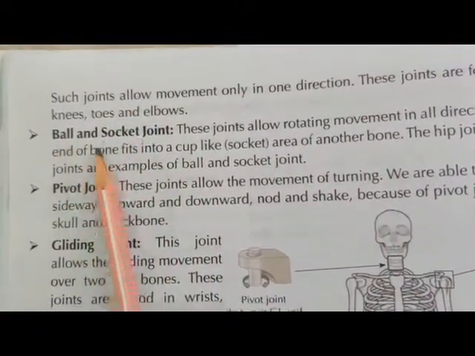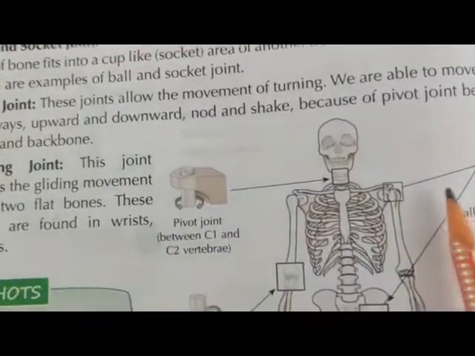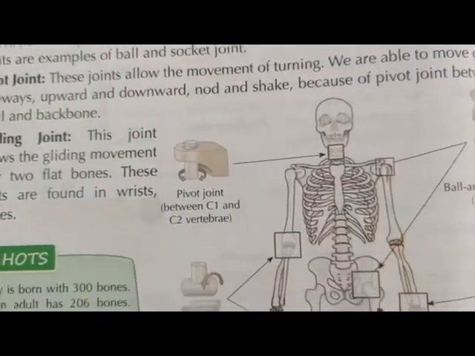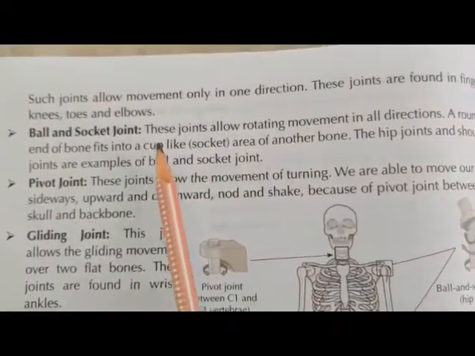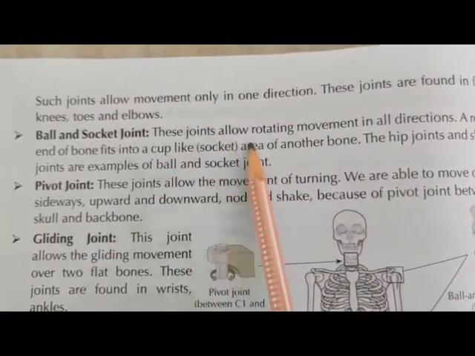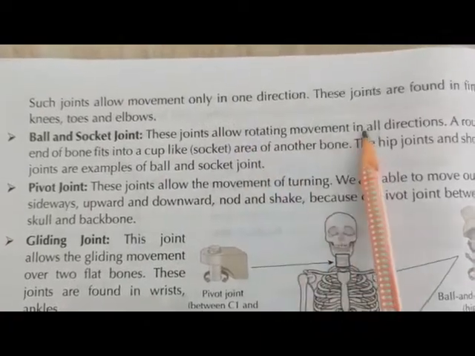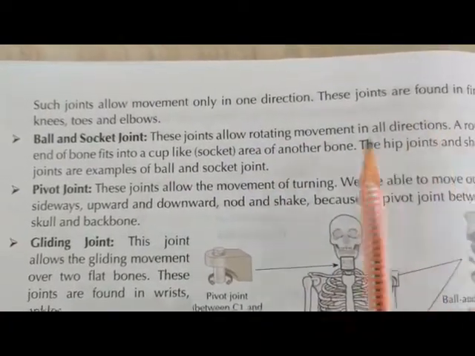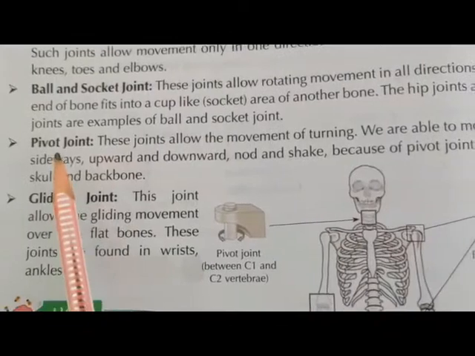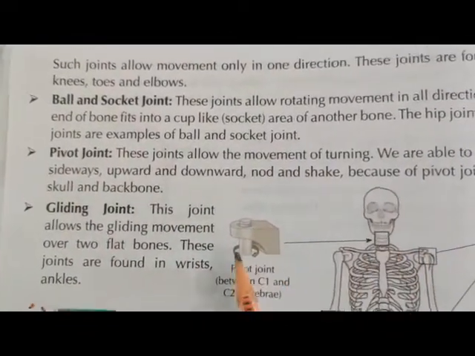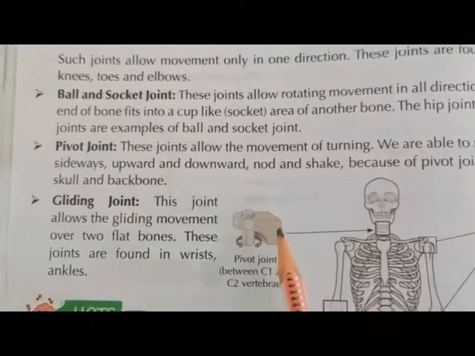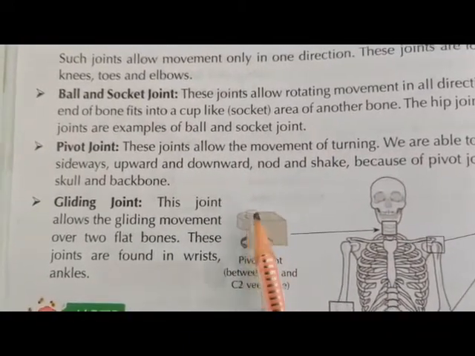Now the next is the ball and socket joint, which is present in the shoulder and also the hip joint. As we all know, we can swing our hand in all directions, so rotating movement is possible in all directions. Now we will talk about the pivot joint. These joints are found in the neck. This is how it looks like. We can turn our neck, so this movement is here.